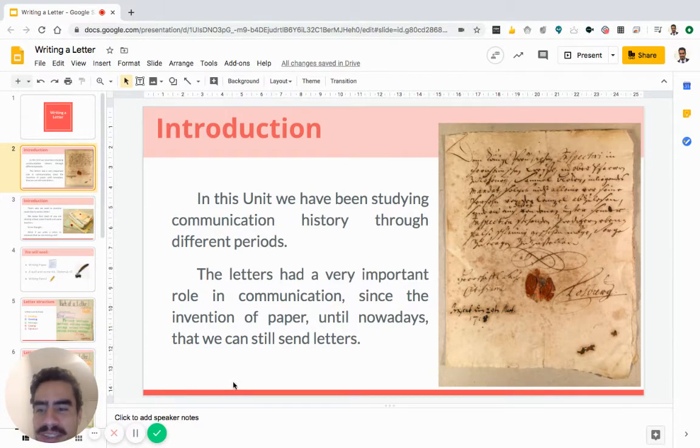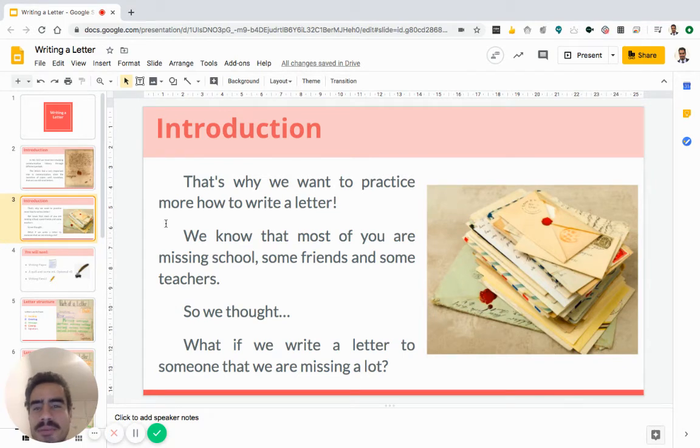Yes, guys, we can still send letters nowadays. It's not only by email and cell phone. We still have written letters on paper. So that's why we want to practice more how to write a letter. We know that most of you are missing school, missing some friends and some teachers during this period. So we thought, what if we write a letter to someone that we're missing a lot and that we would like to communicate to? Seems like a good idea, right?